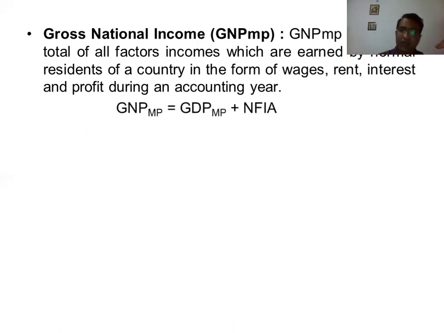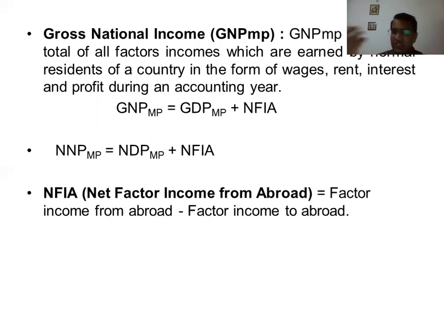So when we calculate GDP, how to calculate gross national income from that? GNP at MP is equal to GDP, gross domestic product at market price, plus net factor income from abroad. Now the question arises, what is net factor income from abroad? Net factor income from abroad is the difference between the income earned by foreigners in our country and the income earned by Indians in another country.